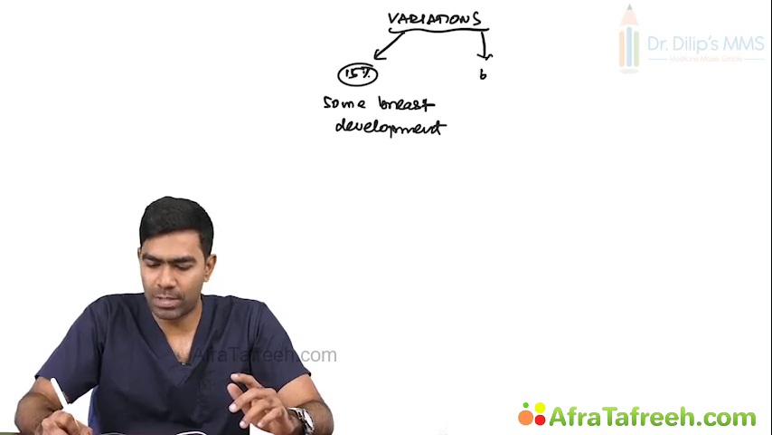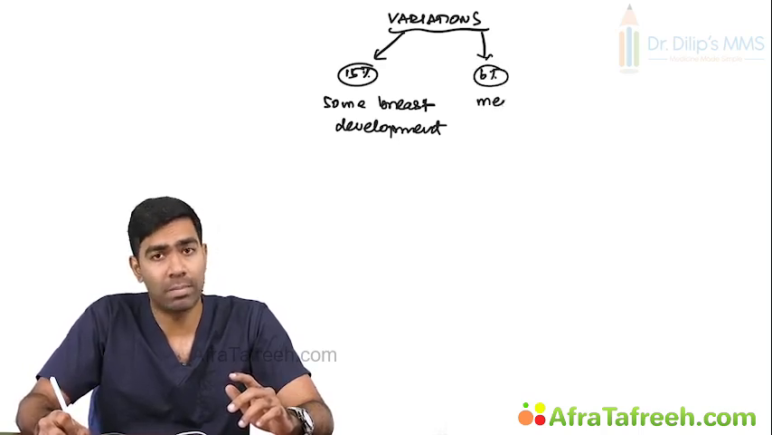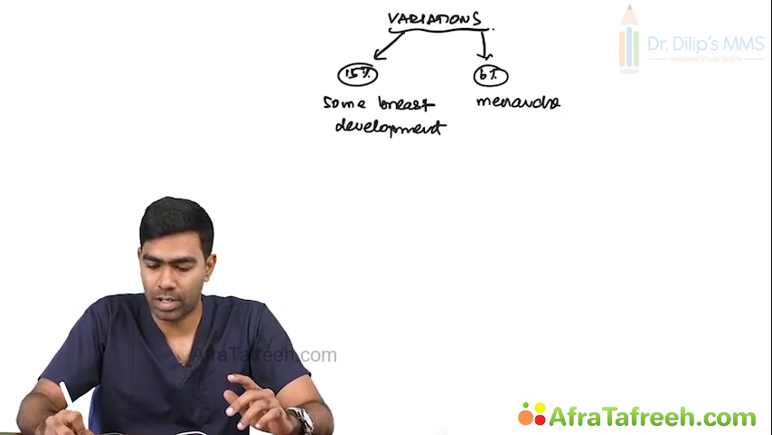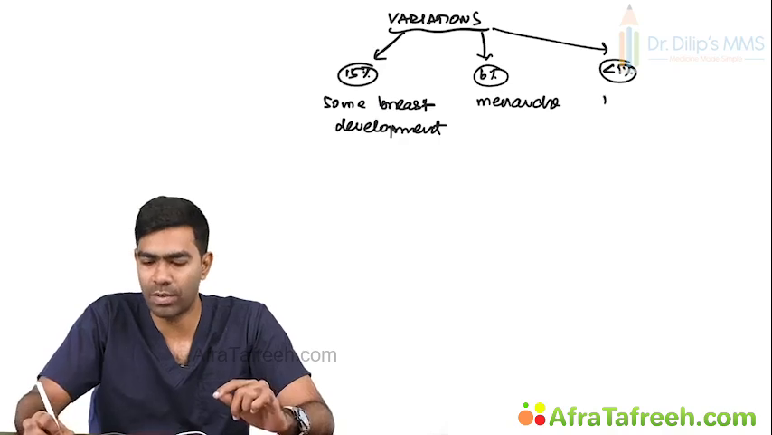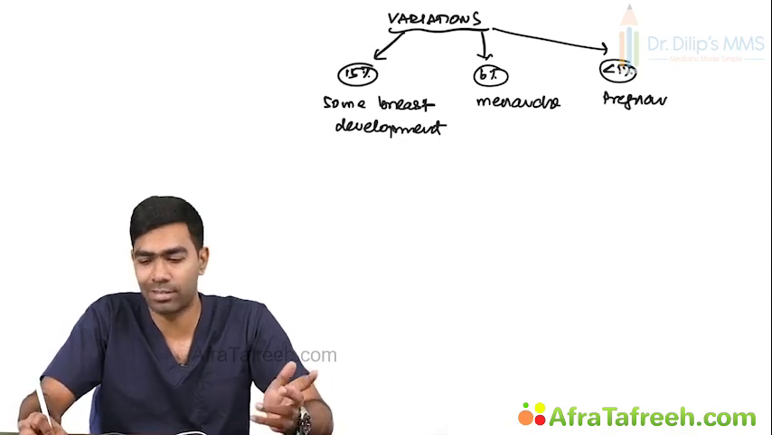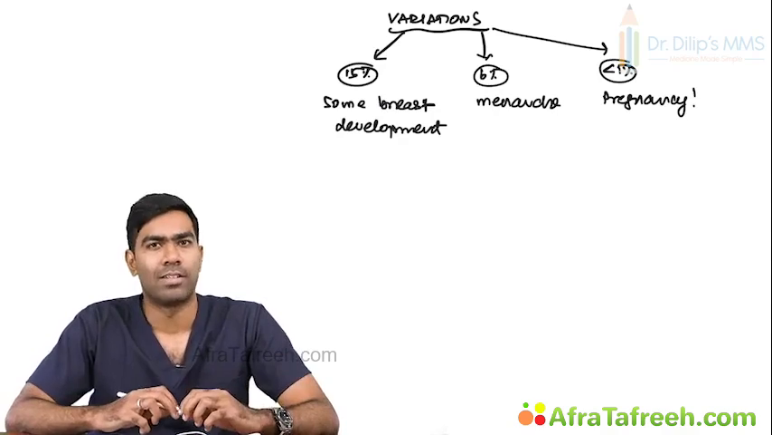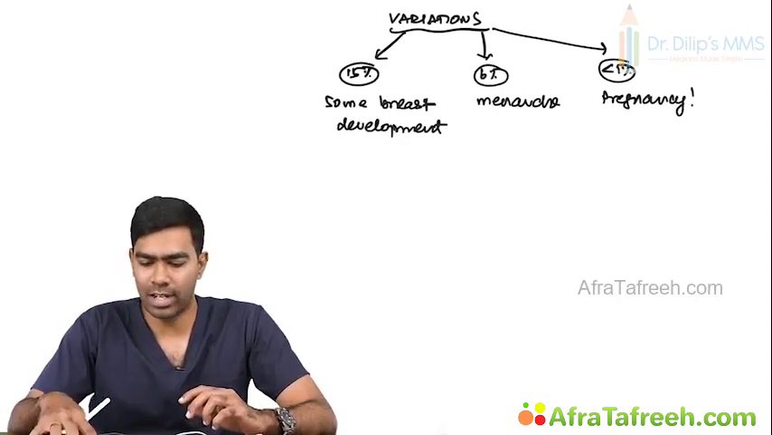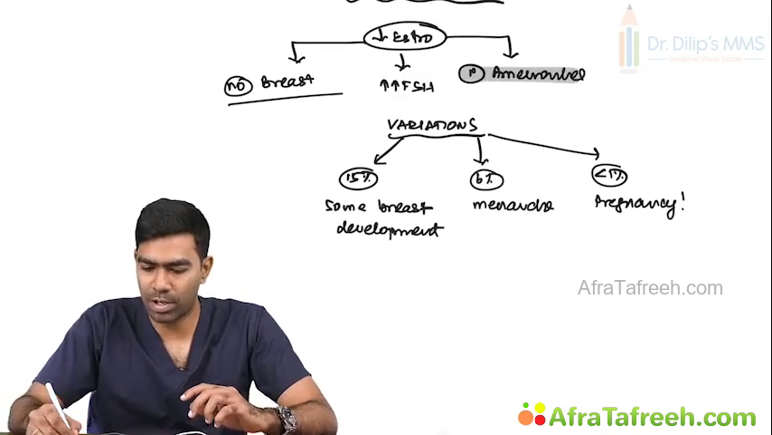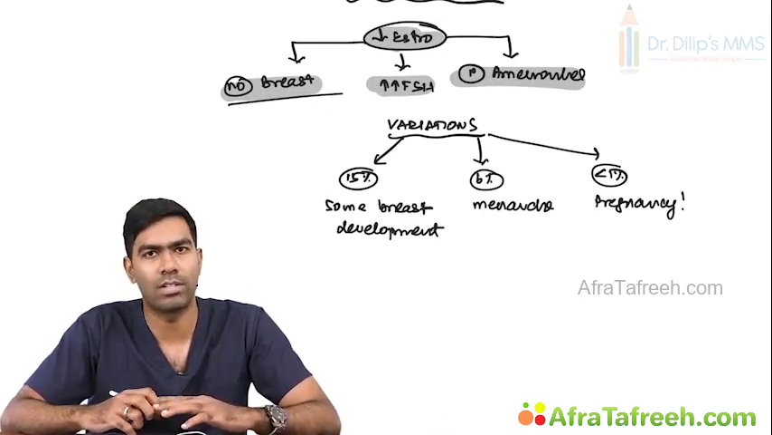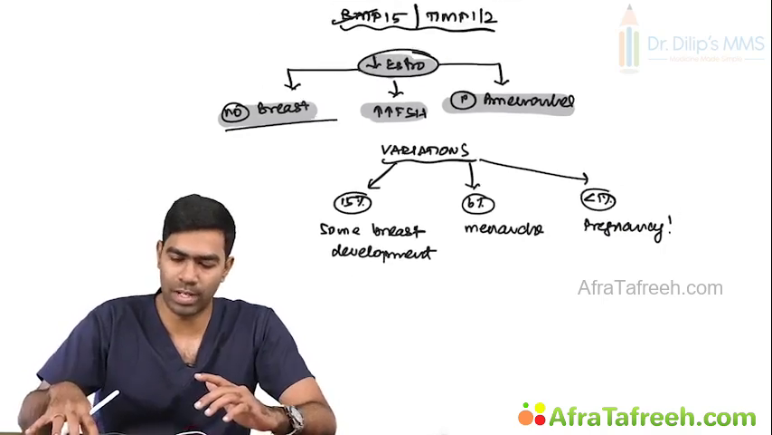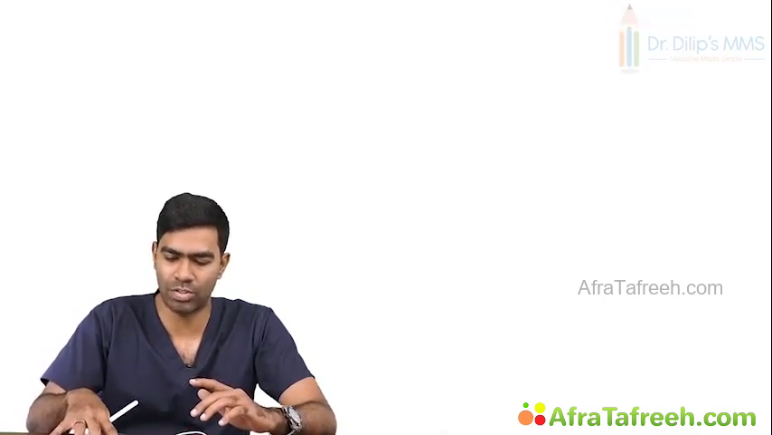And almost 6% of the individuals may even attain menarche, and less than 1%, but still some sizable number, may even get pregnant, but very rare in general. In general, in exams, you have to think about this only: primary amenorrhea, infertility, no breast development, very high FSH. This is classic Turner because of the loss of follicles, and at the same time, ovaries will be dysgenic and they will be having only streak gonads.